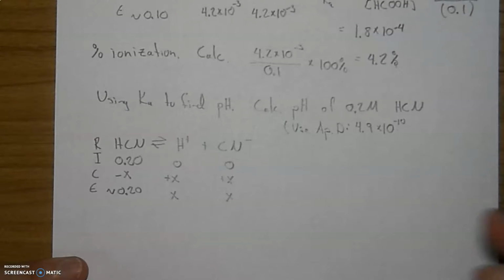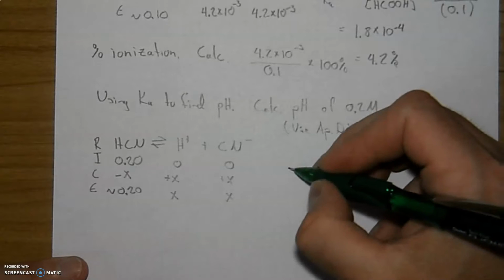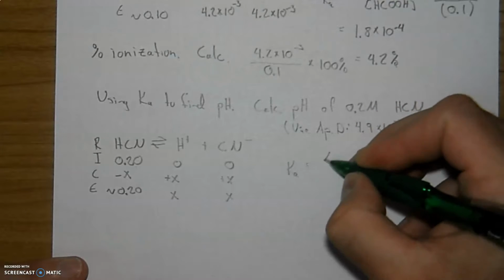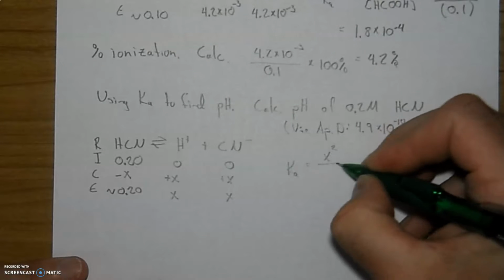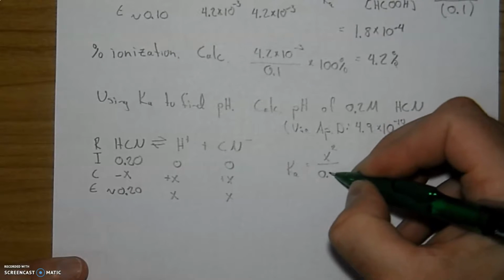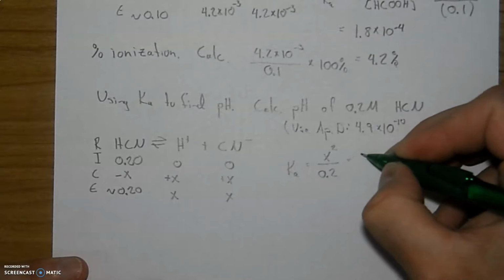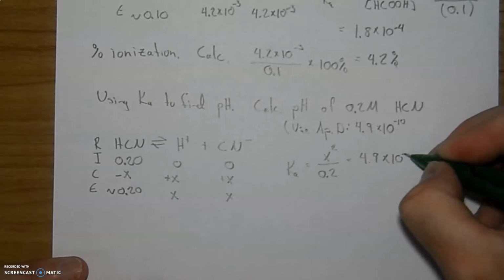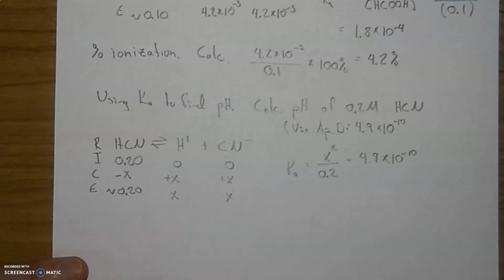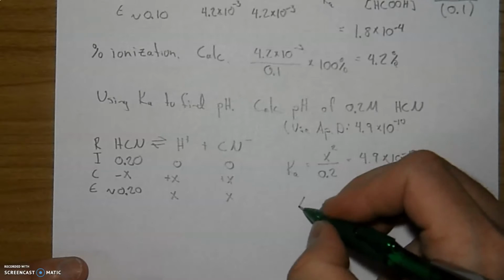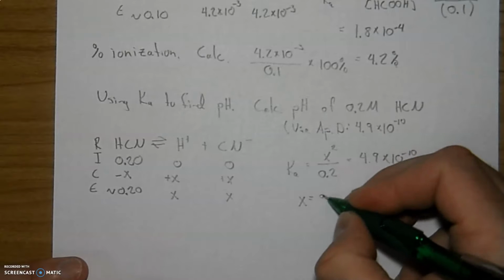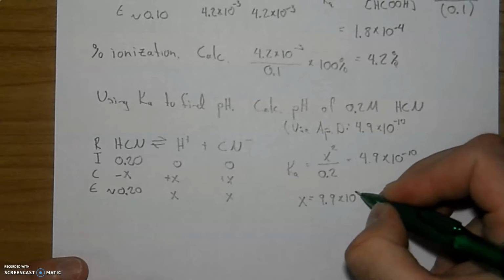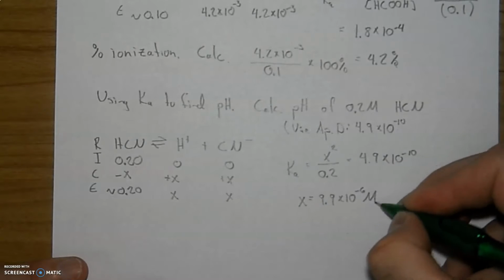All right, now I'm going to go in and set up my Ka problem. And I'll say x squared, products over my reactants, is equal to 4.9 times 10 to the negative 10. If I go through and do the math, x is equal to 9.9 times 10 to the -6 molarity.